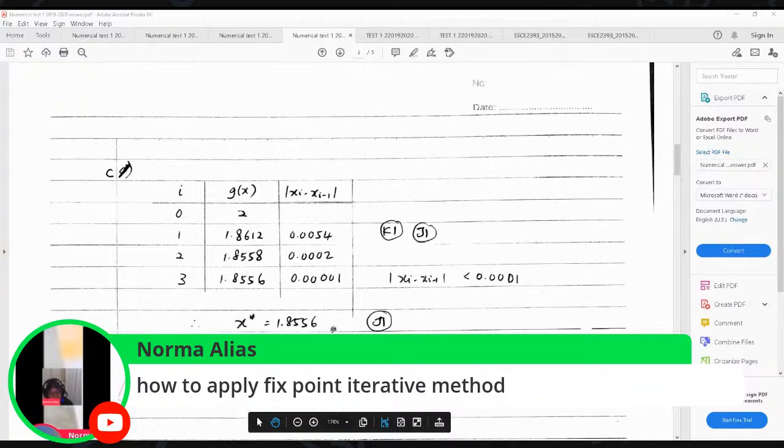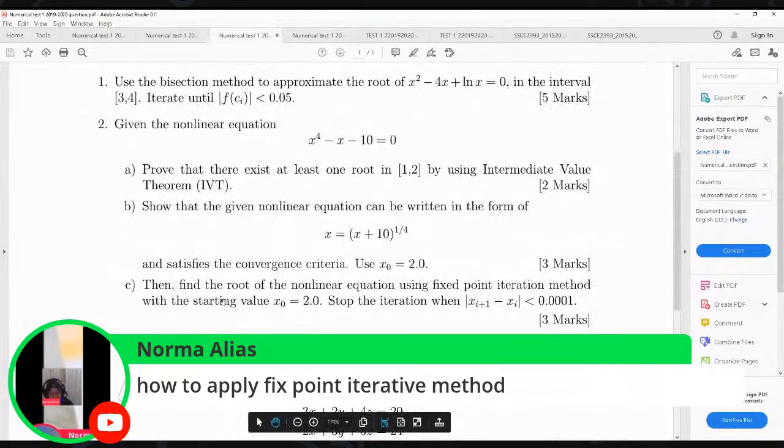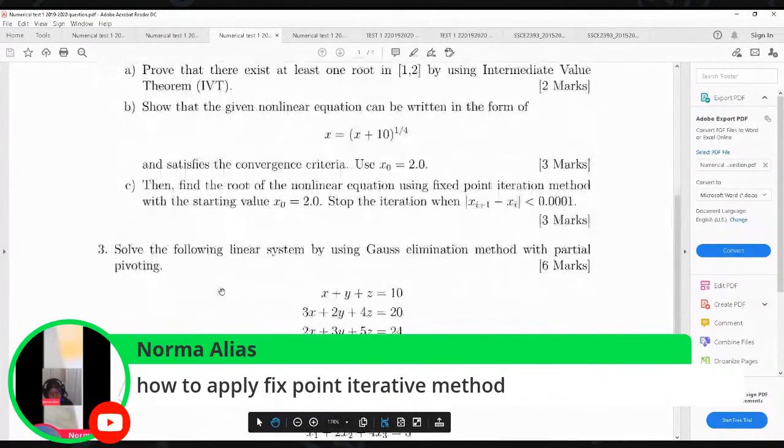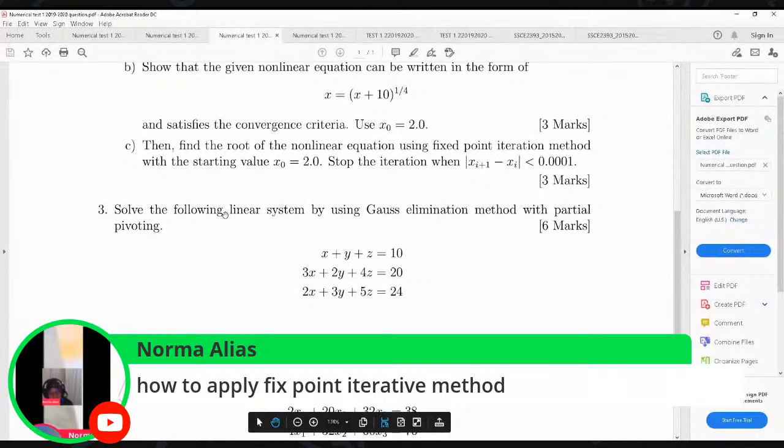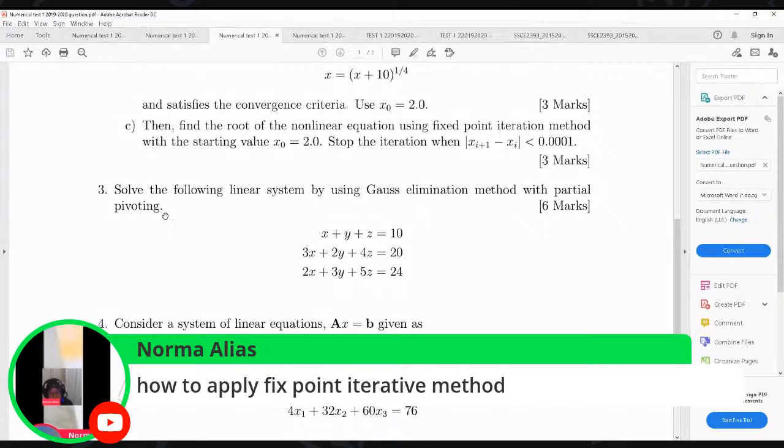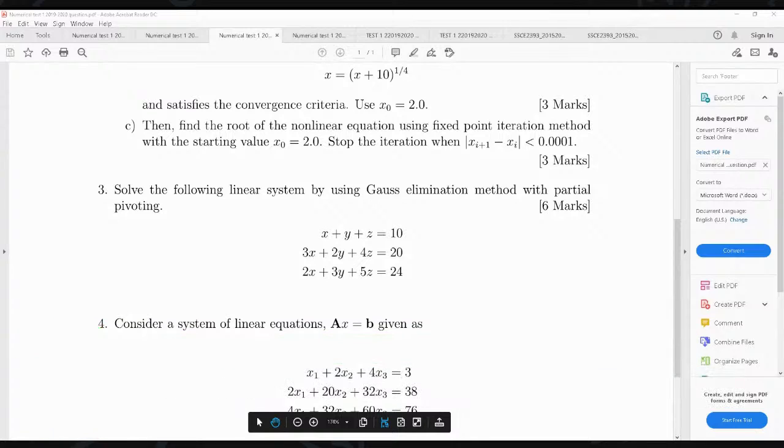So now let's continue to the next question. Solve the linear system of equations using Gauss elimination with partial pivoting. So what is Gauss elimination with partial pivoting? This is my question. What you have to know.